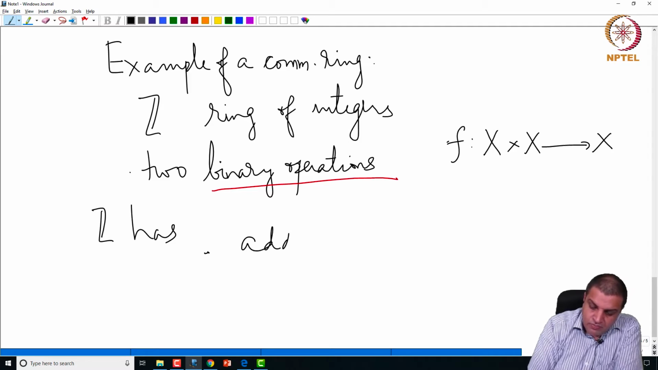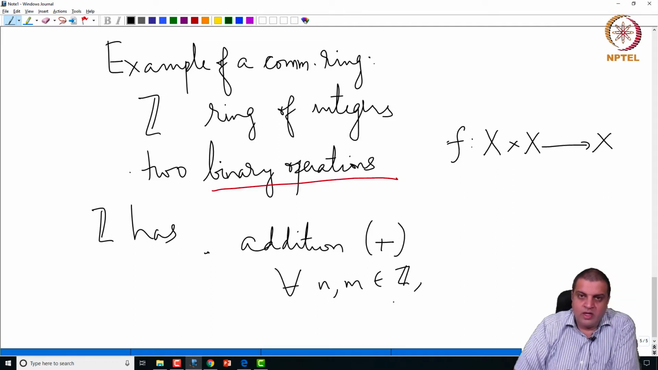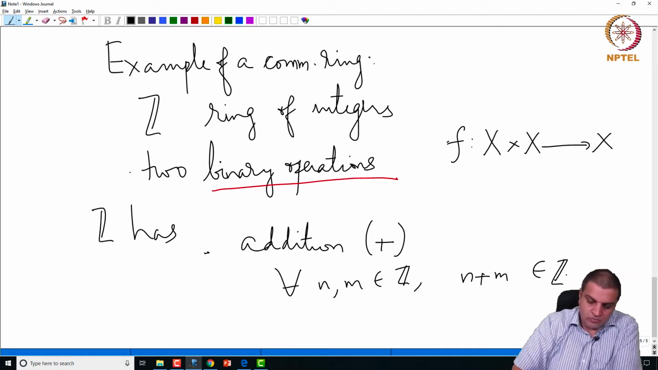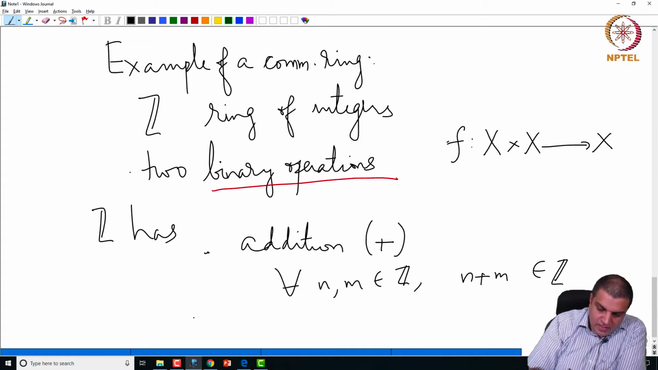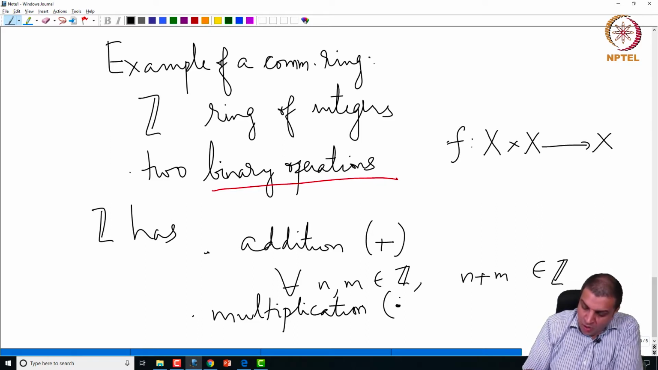Addition, which we denote by a plus. And what does that mean? For all integers n and m, we can take the sum, that's also an integer. And it also has multiplication, which we denote by a dot or just omit it.